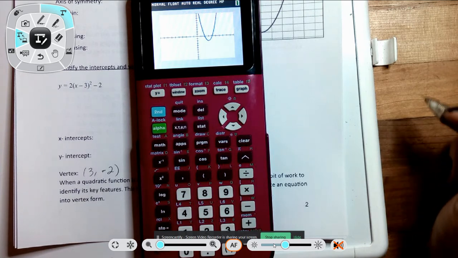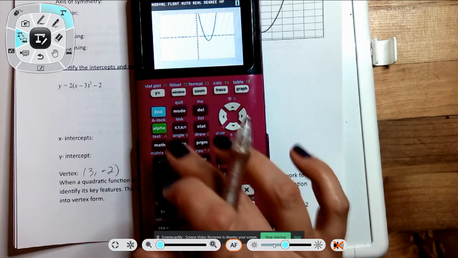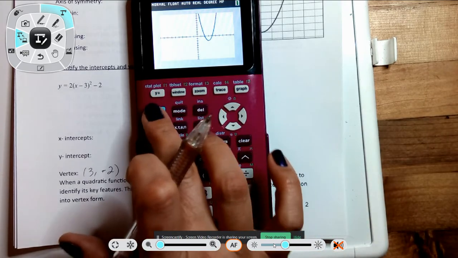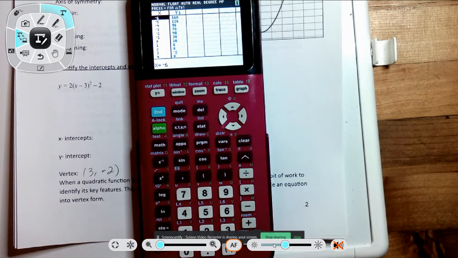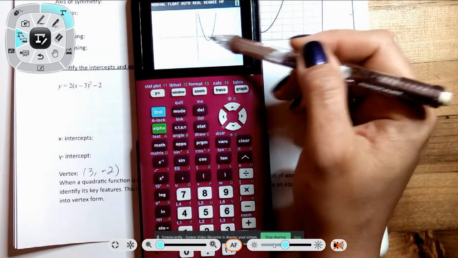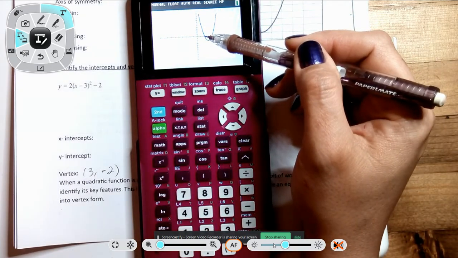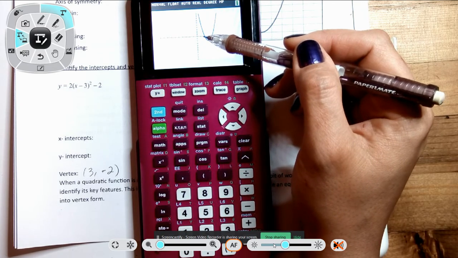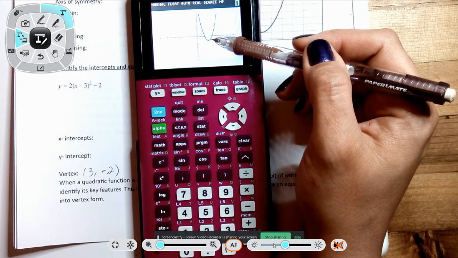But we do have a way to see those values without having to guess them, and we're going to use our table for that. If you hit second graph, you will see your table. The way that you need to interpret these graphs for the table is understanding that your x-intercepts mean that your y is equal to 0. So if I look at my graph again, here's my x-intercepts. This point we think is positive 2, 0. This one looks like it's probably at 4, 0.